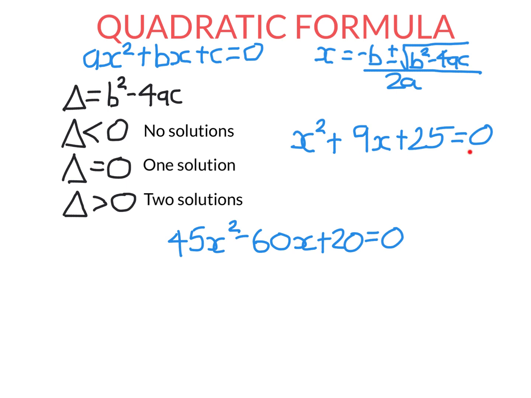x squared plus 9x plus 25 equals 0. We can't factorize this. There are no two numbers that multiply to 25 and add to 9. That's why the quadratic formula is helpful. Let's start by calculating the discriminant.